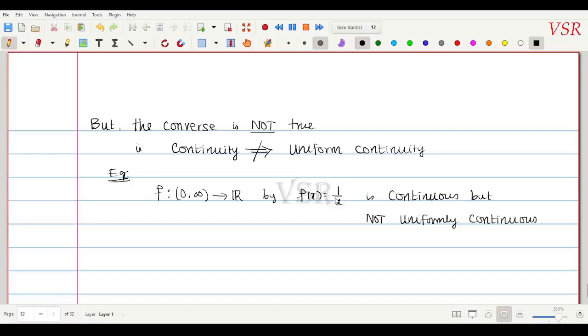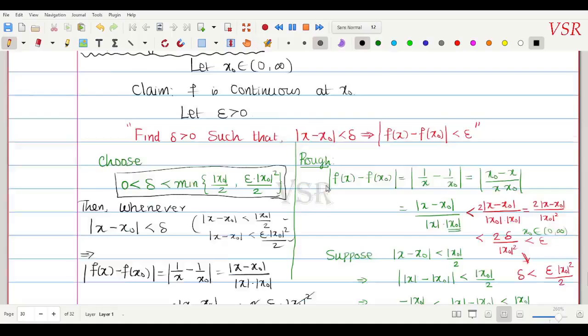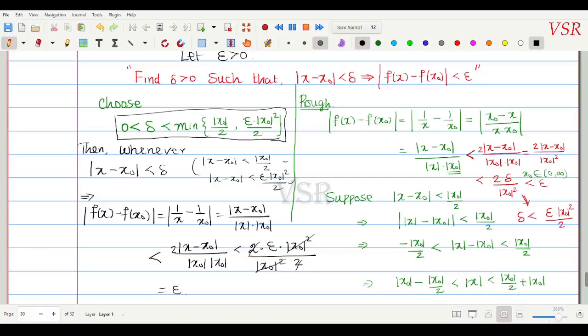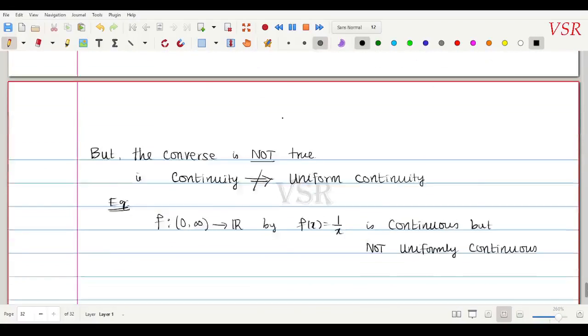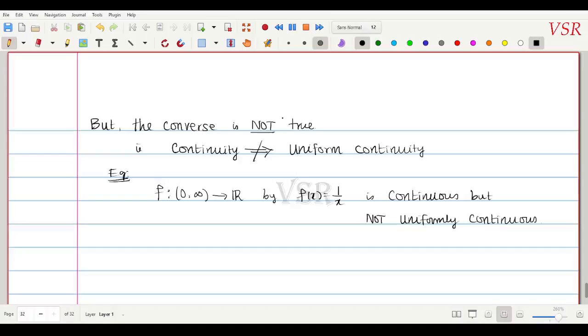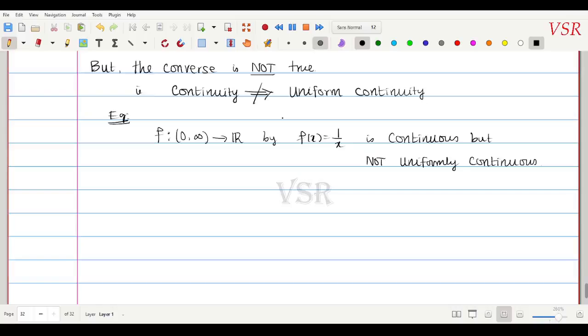I have given this example earlier. So this is the way you found your delta. This depends upon both your epsilon as well as your x naught. So in this sense, this function completely depends upon your x naught also. Therefore it is continuous but not uniformly continuous. So when will the converse be true? Continuity implies uniform continuity, yes, it is possible when the domain is a compact set.